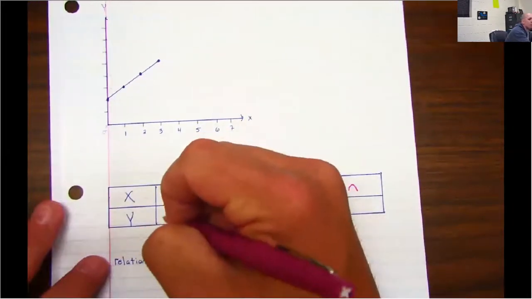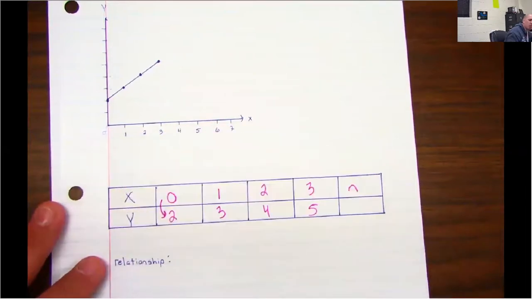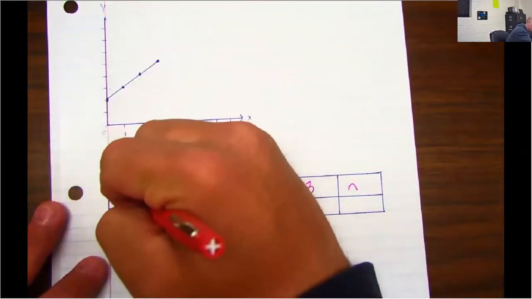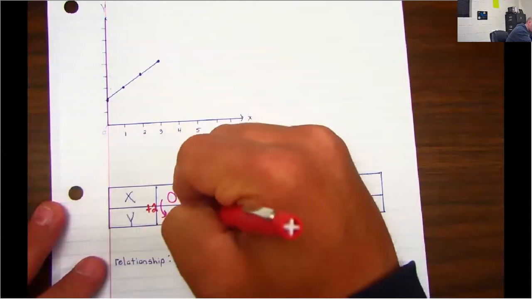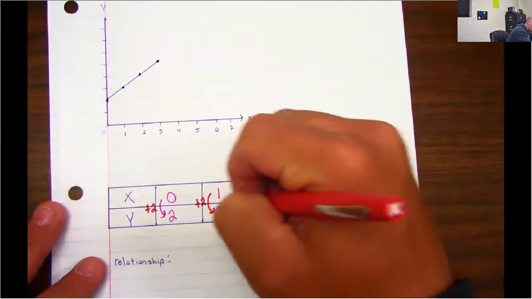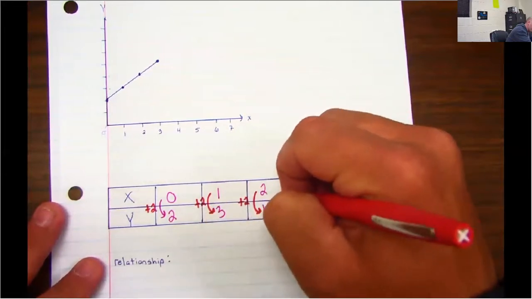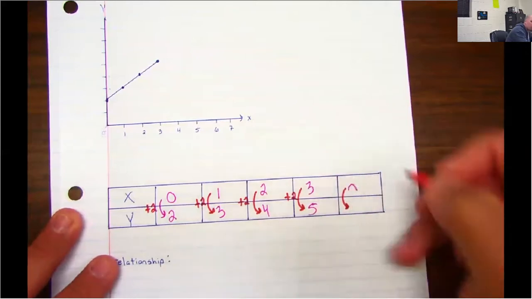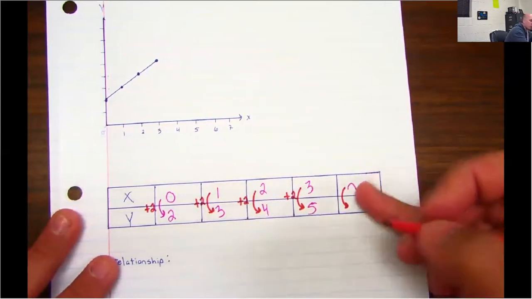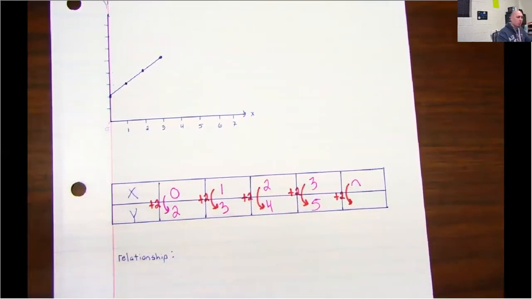All right, so how would you go from 0 to 2? Well, that would just be plus 2. From 1 to 3, I added 2. To go from 2 to 4, I added 2. From 3 to 5, I just added 2. So if my n, my unknown number, you just add 2 to it and you got your answer.